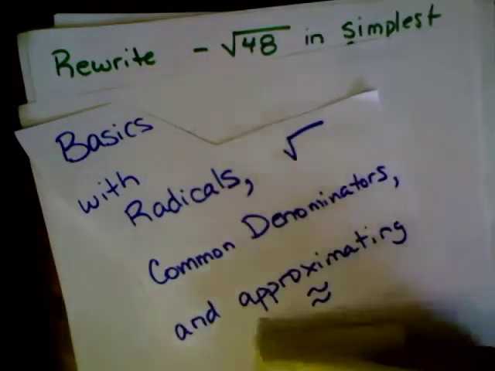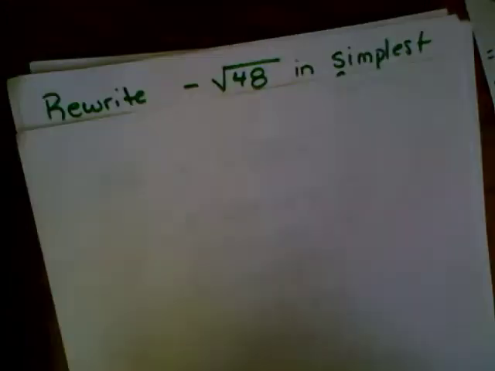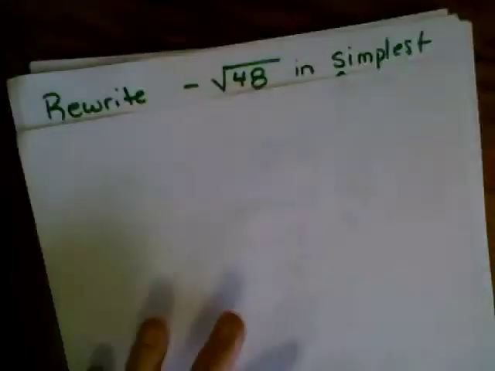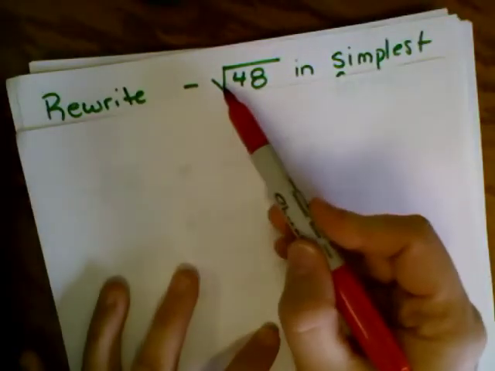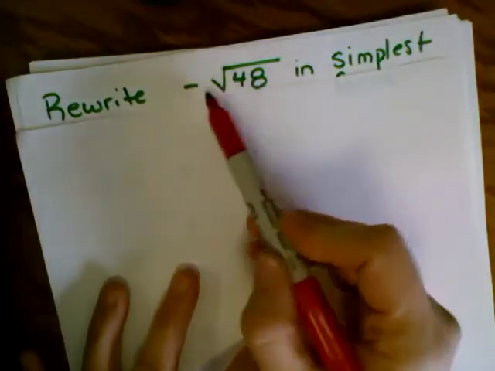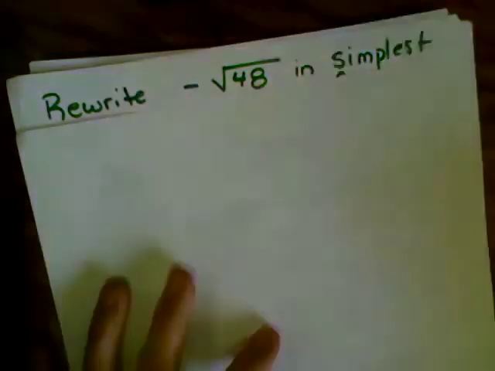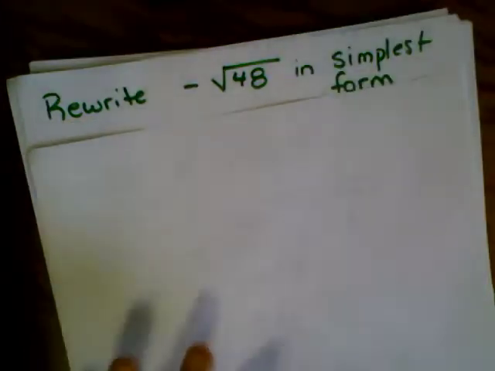Okay. And as we continue with part 2, we're going to look at something similar to the blue problem. We're going to rewrite the opposite of the square root of 48. So this would be a negative value, and our answer in simplest form should also be negative.